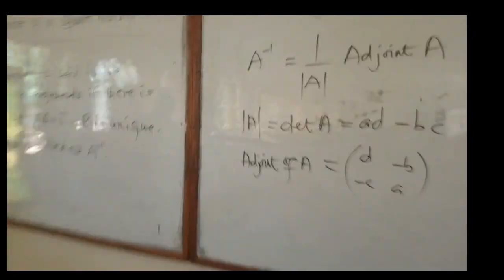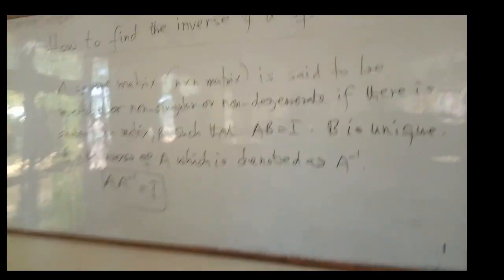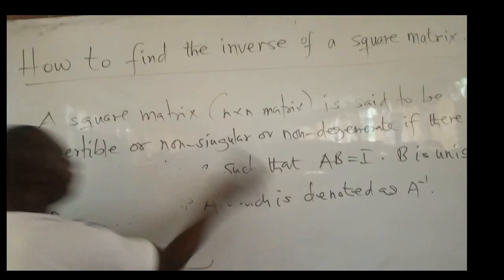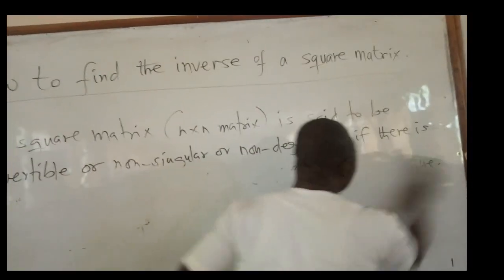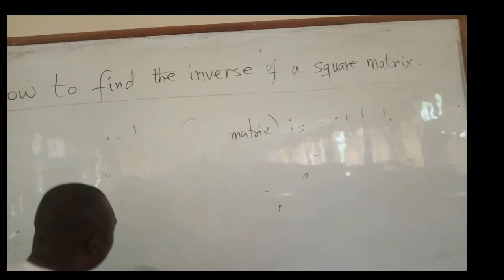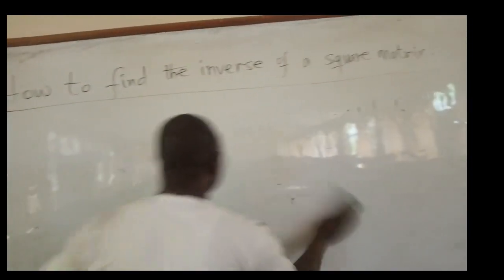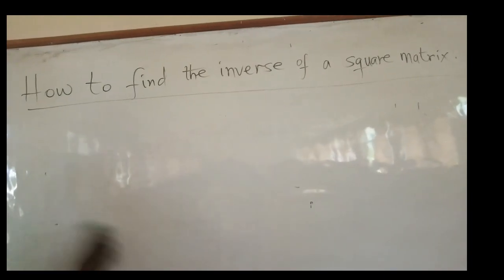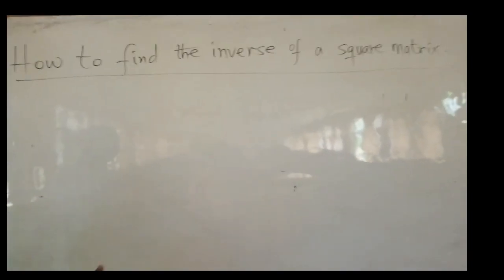This is so simple. Now let's look at the inverse of a 3 by 3 matrix. If you have a square matrix which is 3 by 3, that is a square matrix with 3 rows and 3 columns, how will you find the inverse?